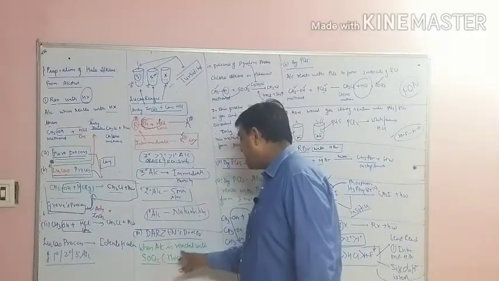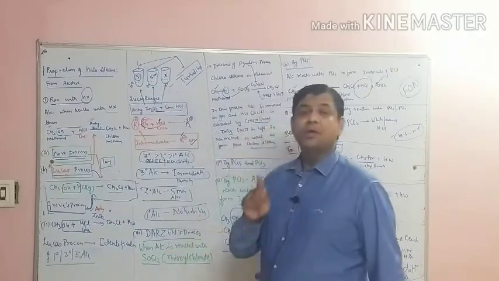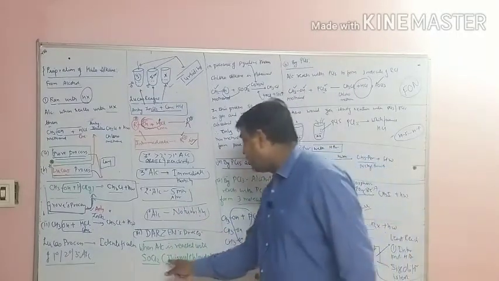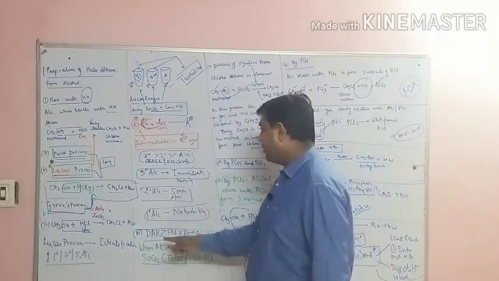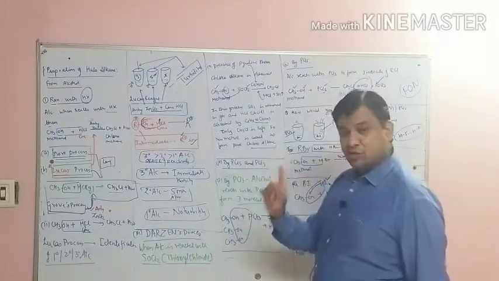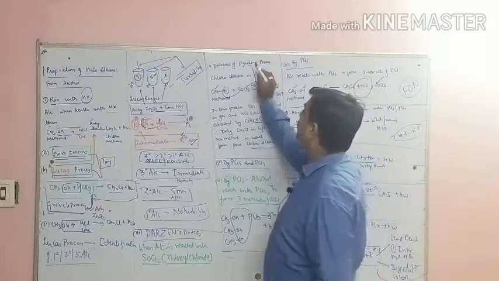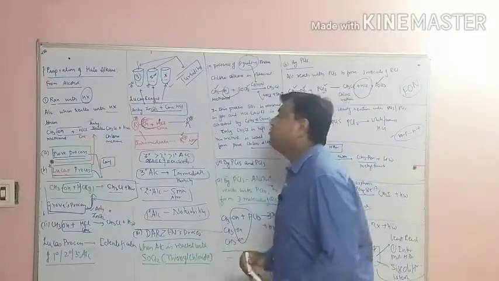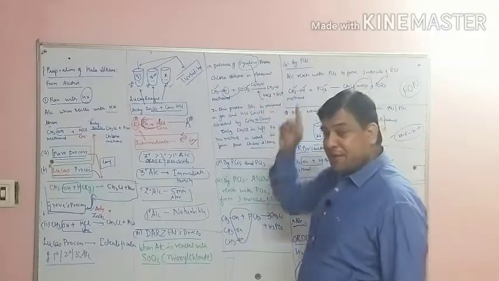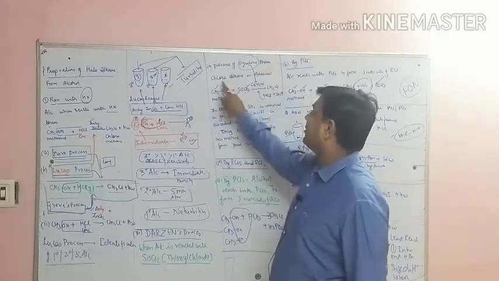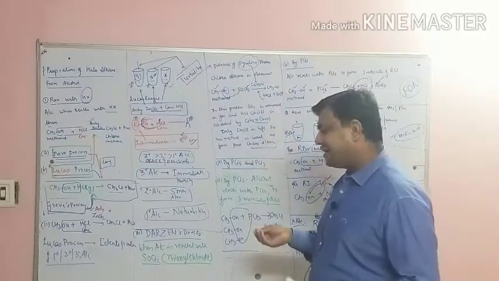When alcohol is reacted with SOCl2, what is SOCl2? Thionyl chloride. SOCl2 is thionyl chloride. When alcohol is reacted with SOCl2 in the presence of a compound named pyridine, what is the formula of pyridine? C5H5N. Pyridine. Then what will happen? Chloroalkane is obtained. A very easy reaction.